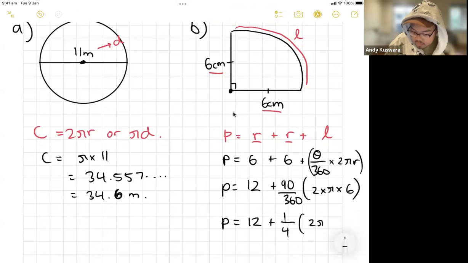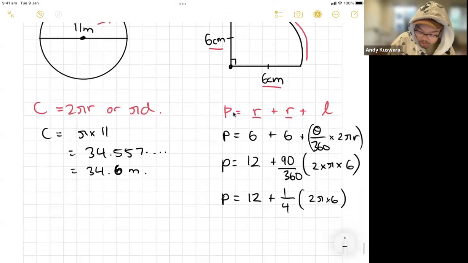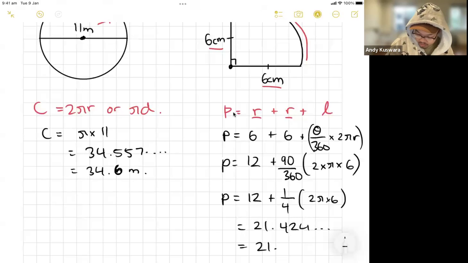Now, for those of you guys that were pretty sharp, you recognized this was a quarter of a circle. And so that there could be how you calculate it. At this point, you could put it straight into your calculator, plus the 6 plus 6. And you should get the answer to one decimal place, 21.424, blah, blah, blah. So to one decimal place would just be 21.4, and this would be centimeters.